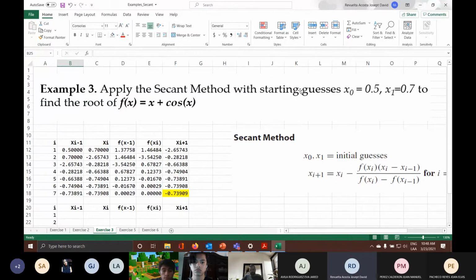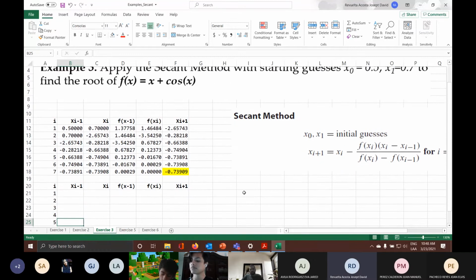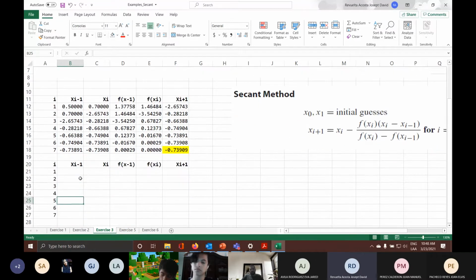So my initial guesses are 0.5 and 0.7. It sounds like the solution is between 0.5 and 0.7, but this is not always true for this method. It's not the same as the others. So my first solution is 0.5 and 0.7. Those are my initial guesses.